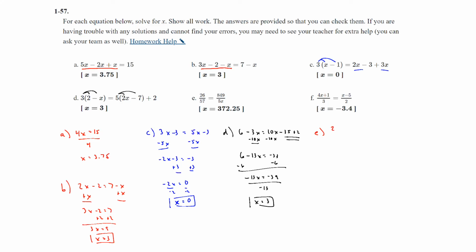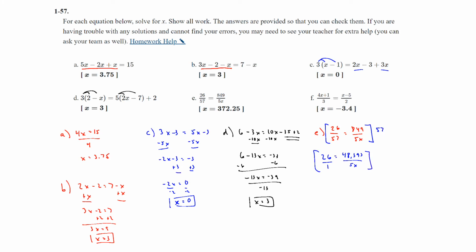E, we have 26 over 57 is equal to 849 over 5x. A couple ways we could go about solving this, but I'm going to go ahead and get rid of the denominator. So I'm going to do it in 2 steps. I'm going to multiply first by 57. That will cancel the left side in the denominator. And then the right side, we're going to get 48,393 over 5x.